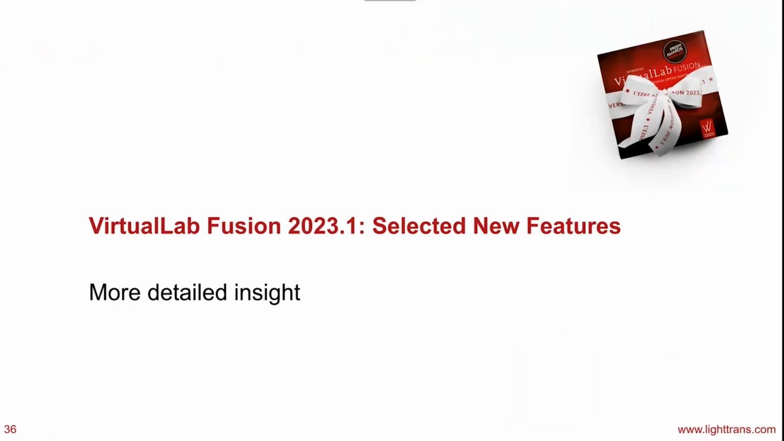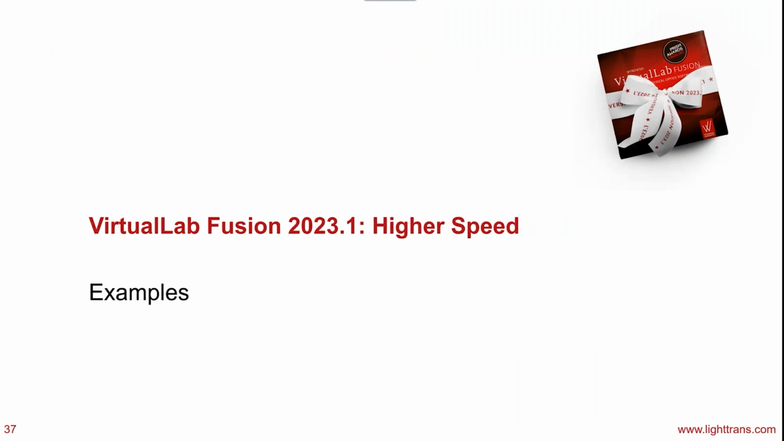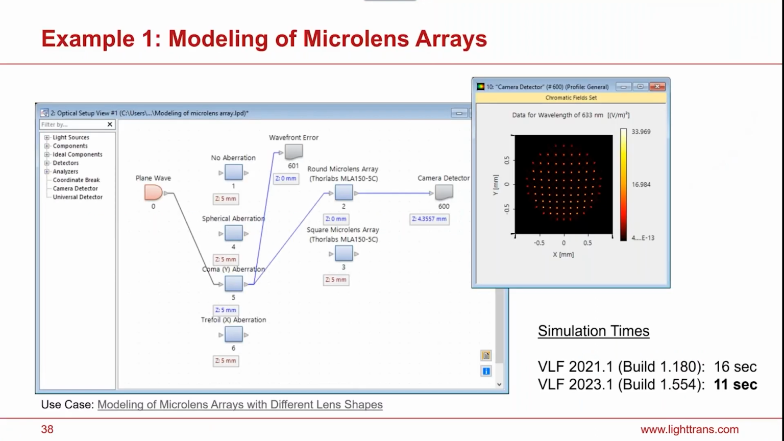Now let's have a little bit of a look in more detail. Let's first look at the higher speed, so that you get a feeling for what we have achieved. It's not a new order of magnitude, but it's quite some factors. Here, it's a parallel microlens array modeling with our very cool microlens array component, which models the dots very well. These are a lot of channels to model, and here we have better parallel computing, so you get some increase, from 16 to 11 seconds. That is just on one computer, and it can of course be a little different on others.